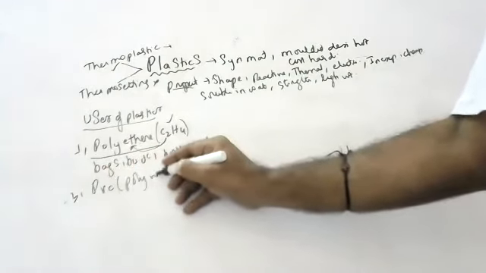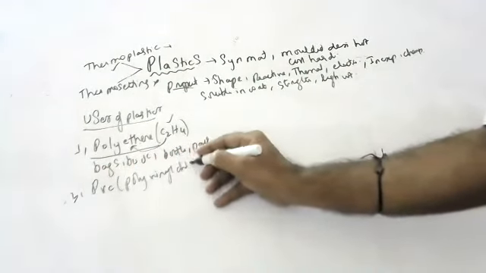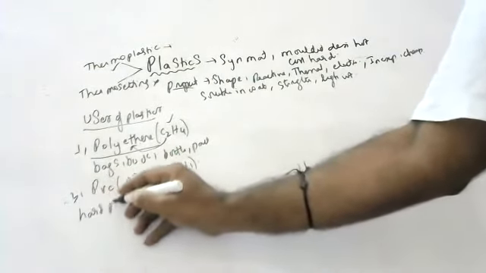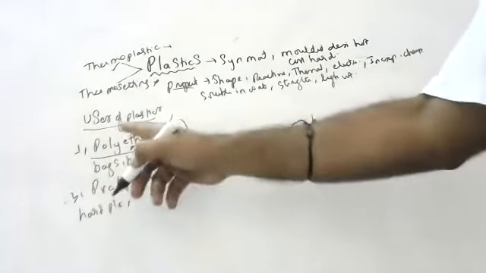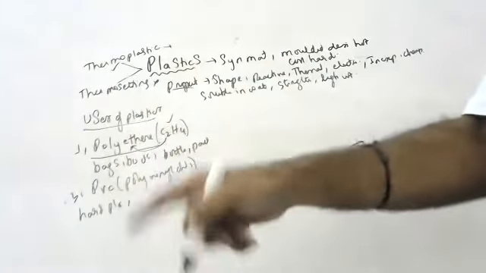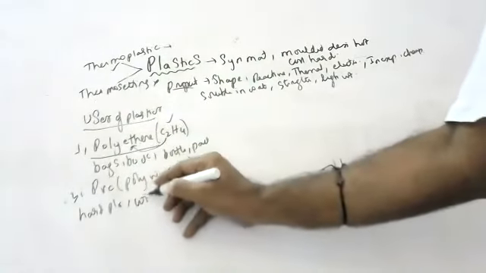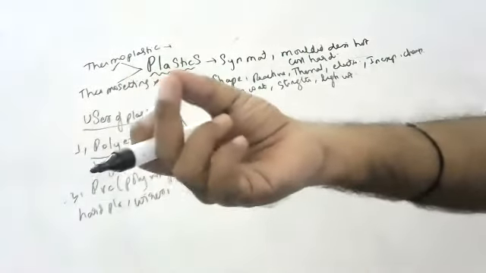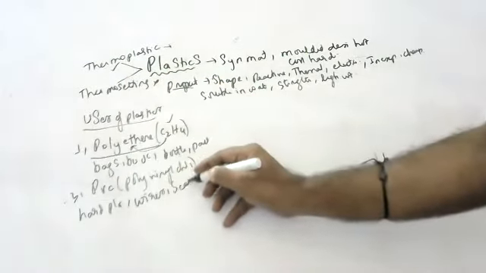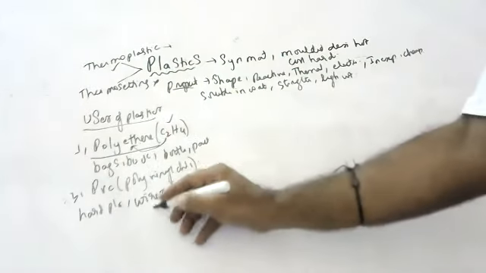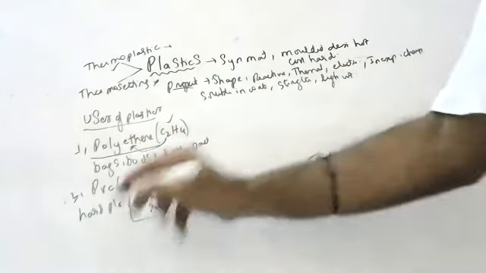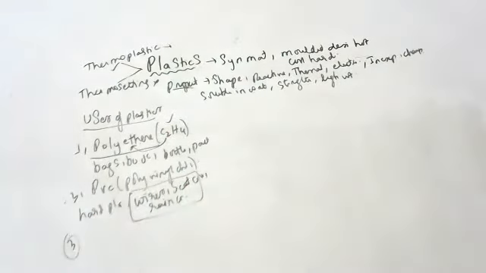Next one, children, PVC, polyvinyl chloride. Polyvinyl chloride is a little bit hard plastic, that's why it's not as flexible as polythene. That's why it is used in making wires. PVC coating will be on the wire as an electrical insulator. Seat covers and raincoats are also made using PVC, children. Especially electrical wires are coated with PVC.